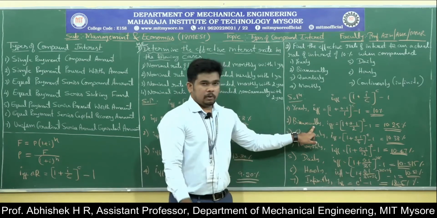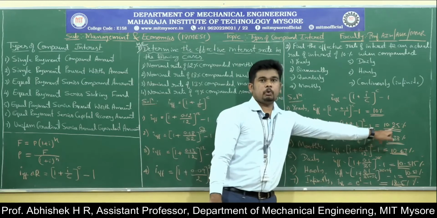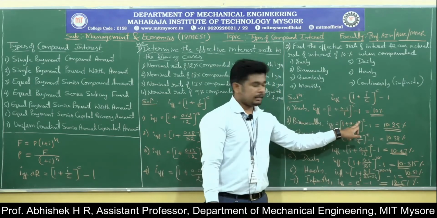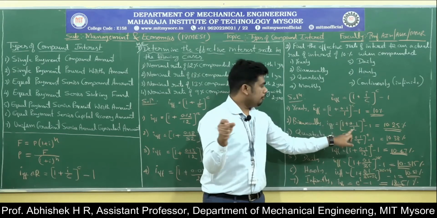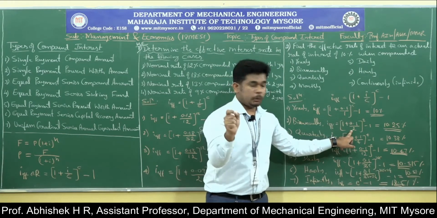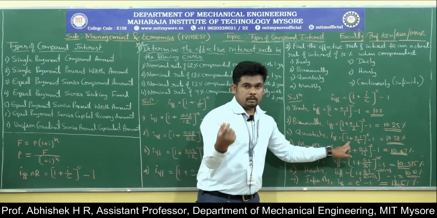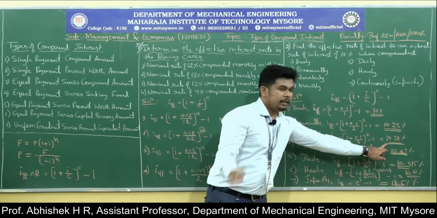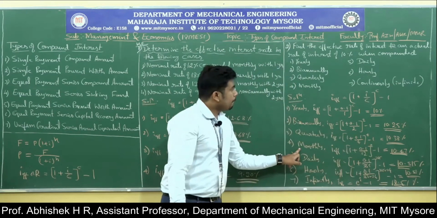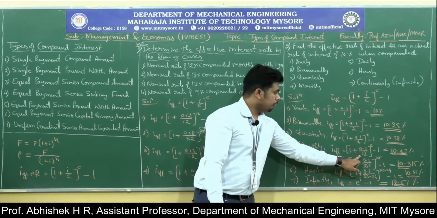Now biannually means 2 times in a year. So we'll get 10.25%. Same formula, but in place of C, the number of periods, so for that you have to enter 2. Then quarterly. So for the quarterly we know that it is 4. So for that we'll get 10.38%. Then monthly, monthly means we have 12 months in a year. So we'll get 10.47%.